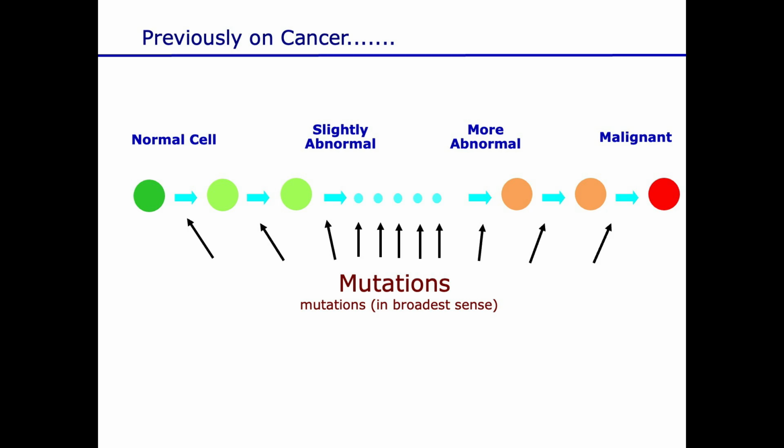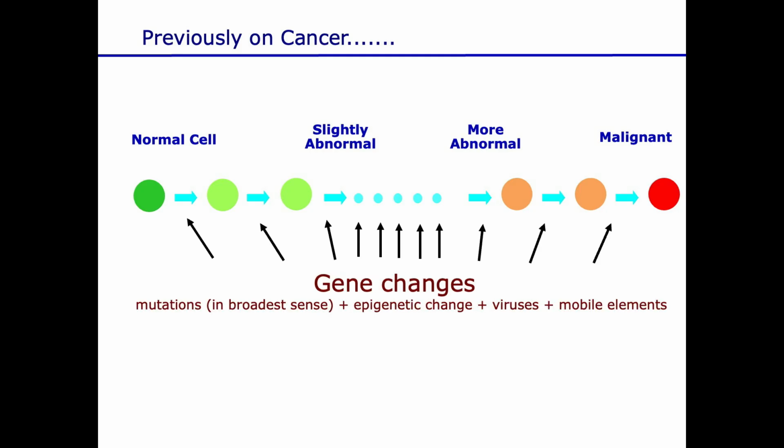In previous videos, I've discussed how mutations accumulate in cells to give rise to malignant cancers, using this diagram here. And I made the point that when I say mutations, I mean in the broadest sense, that is, anything that can happen to DNA, right up to the scale of whole chromosome changes. And we also must include epigenetic changes and things like viruses and mobile elements that alter genes. So it's really gene changes that drive cancers.